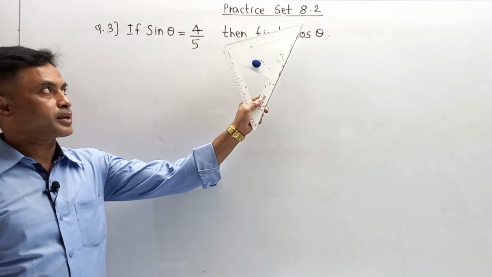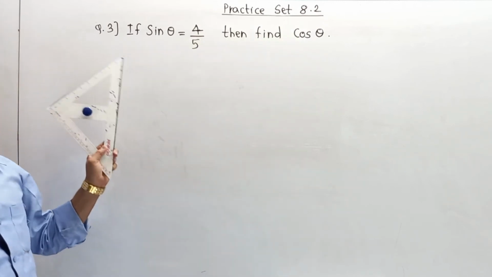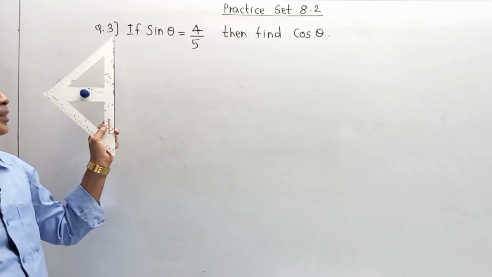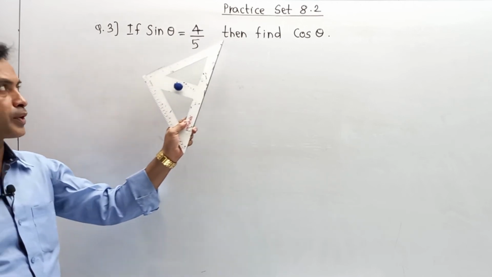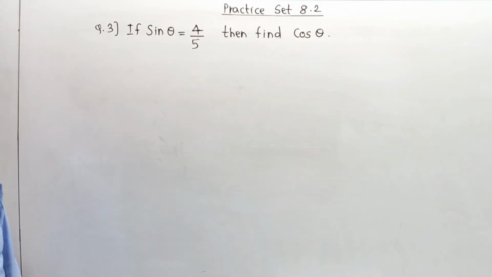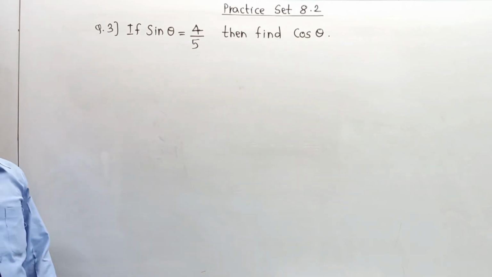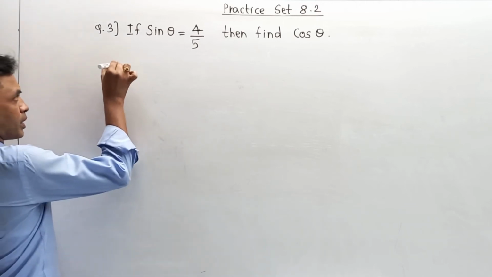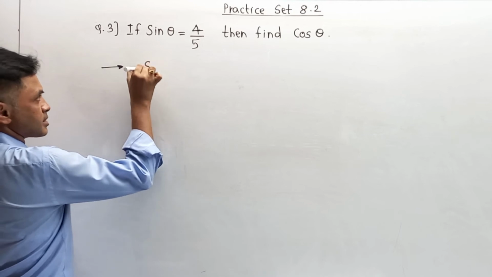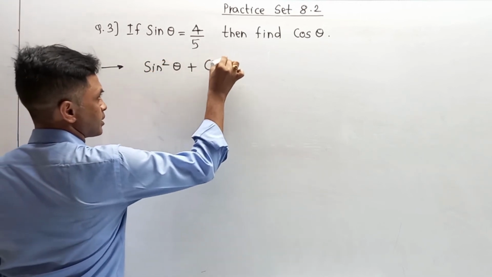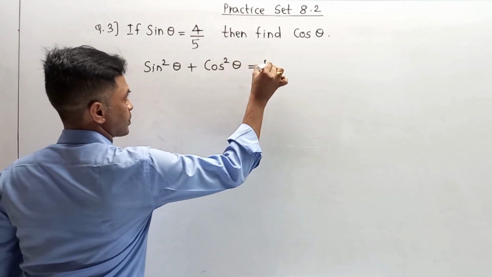Now we are going to start practice set 8.2, in which question number 3, part (i), is: if sin theta is equal to 4 upon 5, then find the value of cos theta. Now student, please pay attention. Here we are using fundamental identities. According to fundamental identities, sin square theta plus cos square theta is equal to 1.